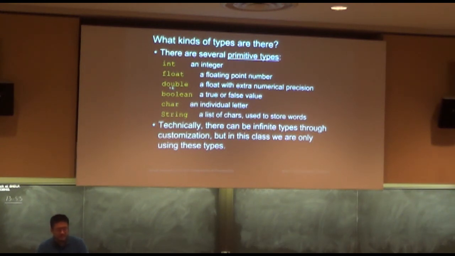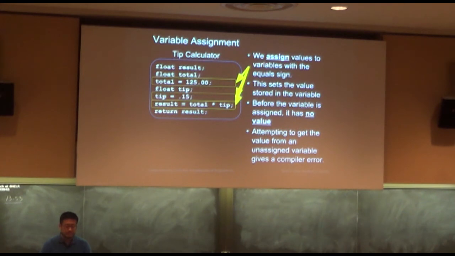Okay, so a Boolean, which we'll talk about later, is a special value that stores only true or false. And we'll use those a little bit later. Chars are variables that store only a single letter. So A, B, C, D, E, F. And strings are lists of chars.